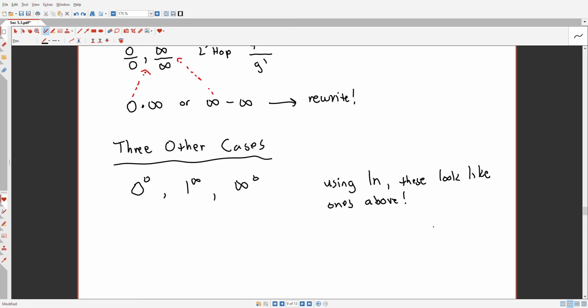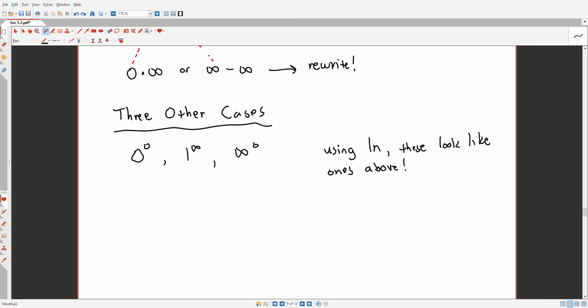I just want to make a quick comment that for these 3 other cases, these are also races. Because if you have a function and it's heading to 0 to the 0, just like we mentioned, what wins? Should this be 0? Because 0 to any power is 0? Should this be 1? Because any number to the 0 power is 1? Should this be something else?